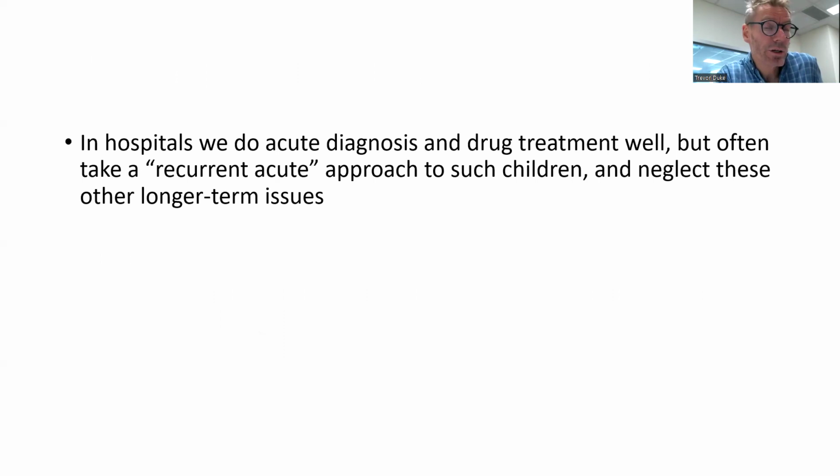Now, I think in hospitals, we're very good at acute diseases. We can manage acute infections very well, but often for chronic diseases, we take what I consider a recurrent acute approach to such children. So children who have, for example, some neurodevelopmental problem, every time they have a seizure, they come into hospital and they get treated as if they've got acute meningitis, when actually they probably just have epilepsy and they need their epilepsy managed and not have antibiotics for a meningitis and not have lumbar punctures and lots of interventions.